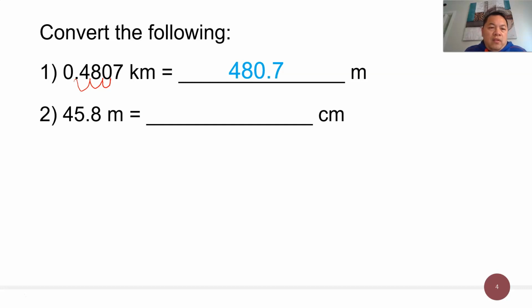The next one, from meters to cm, we have to times 100. Since there are 2 zeros in 100, I got to move 2 decimal places. That's how I get 4580.